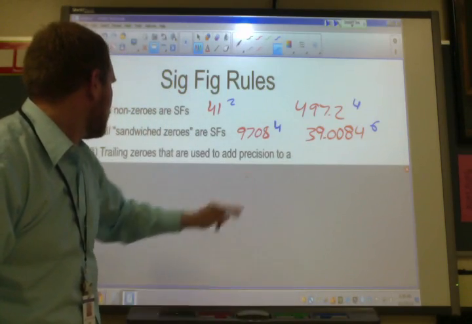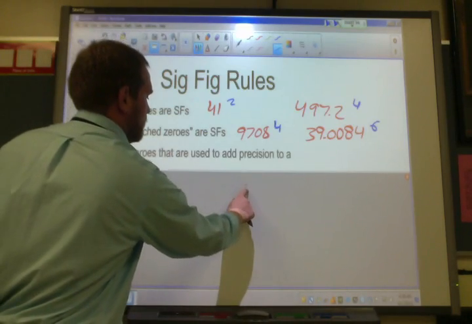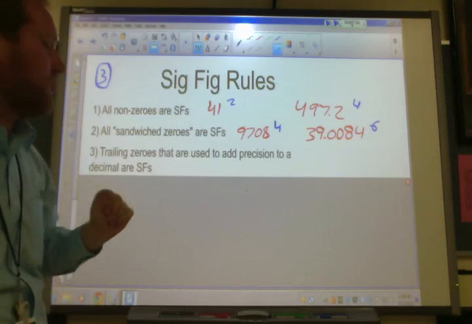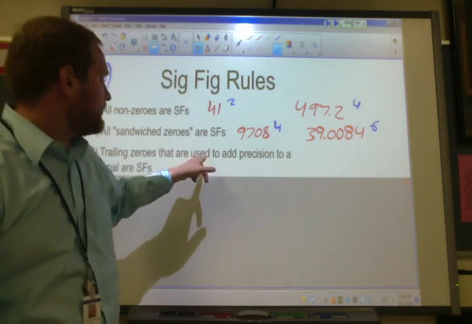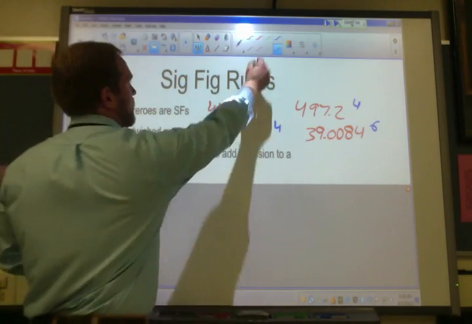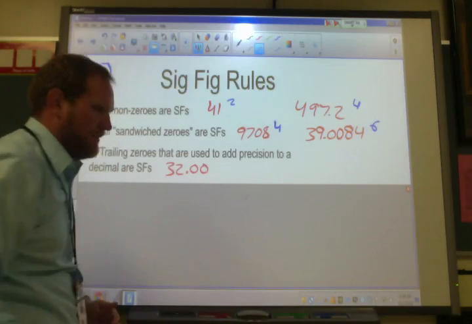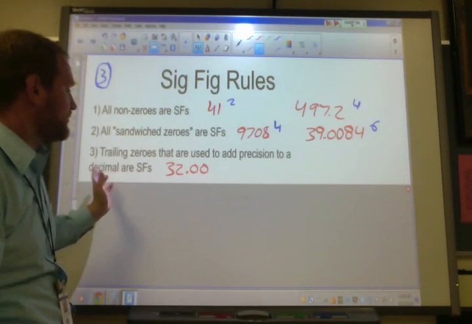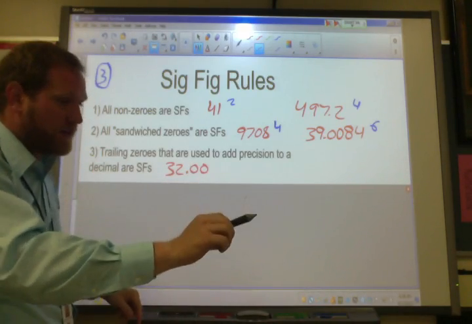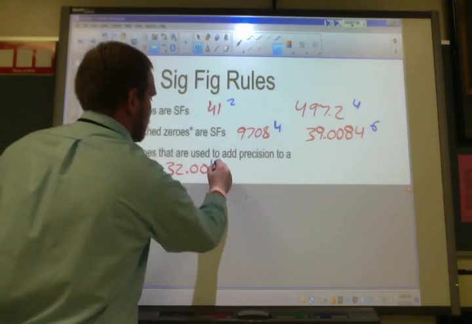Next rule of sig figs. Trailing zeros that are used to add precision to a decimal are sig figs. Trailing zeros, by those I mean any zeros at the very end of a number. So zeros at the end that are used to add precision to a decimal. So here's an example. 32.00. In math class, those zeros wouldn't matter, but here in chemistry, these zeros add precision. If you know for sure that those are zeros, you need to write them in, if that's your measurement. So this one would have 4 sig figs.